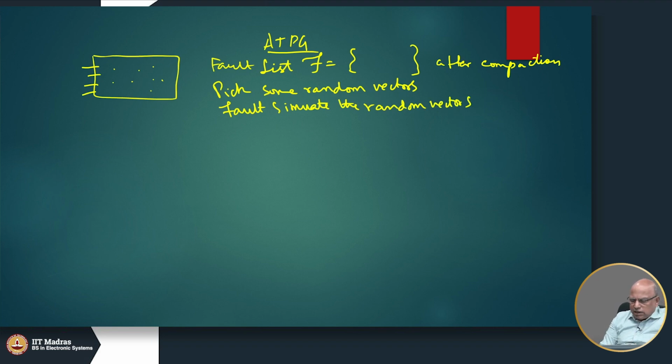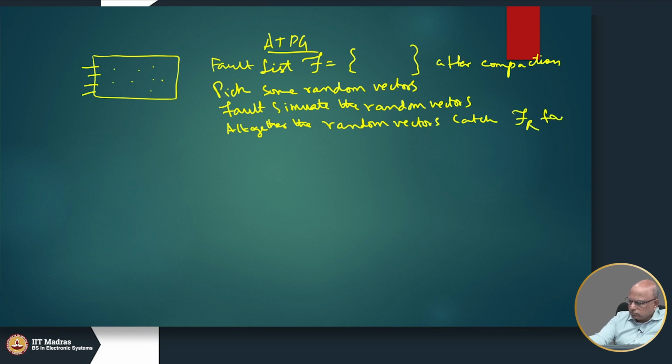Each of these random vectors will catch a few faults. Let us say altogether the random vectors catch, let us say, these faults, the faults in this set R. So, now we can go and eliminate them. We can say F equal to F minus R. So, these are all already addressed.